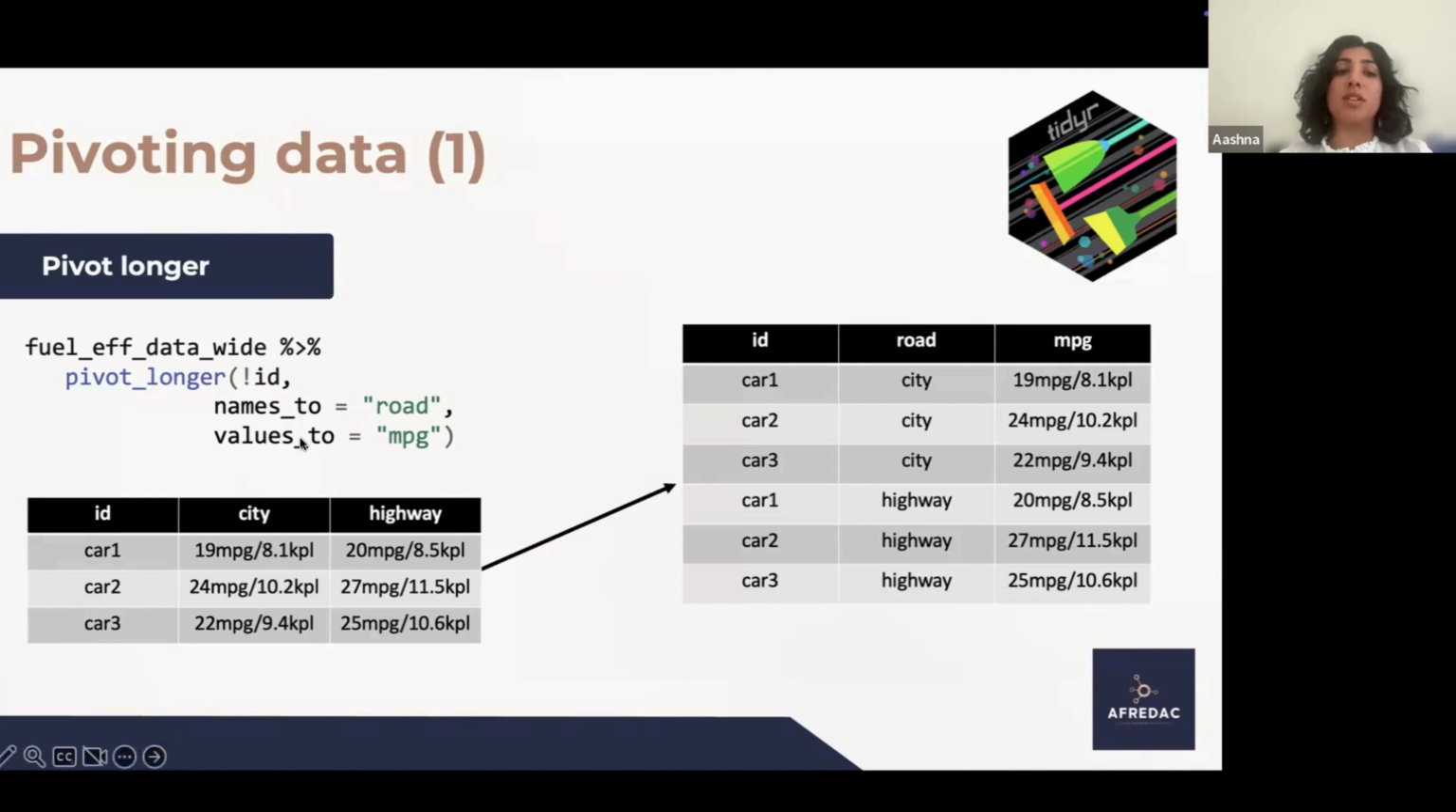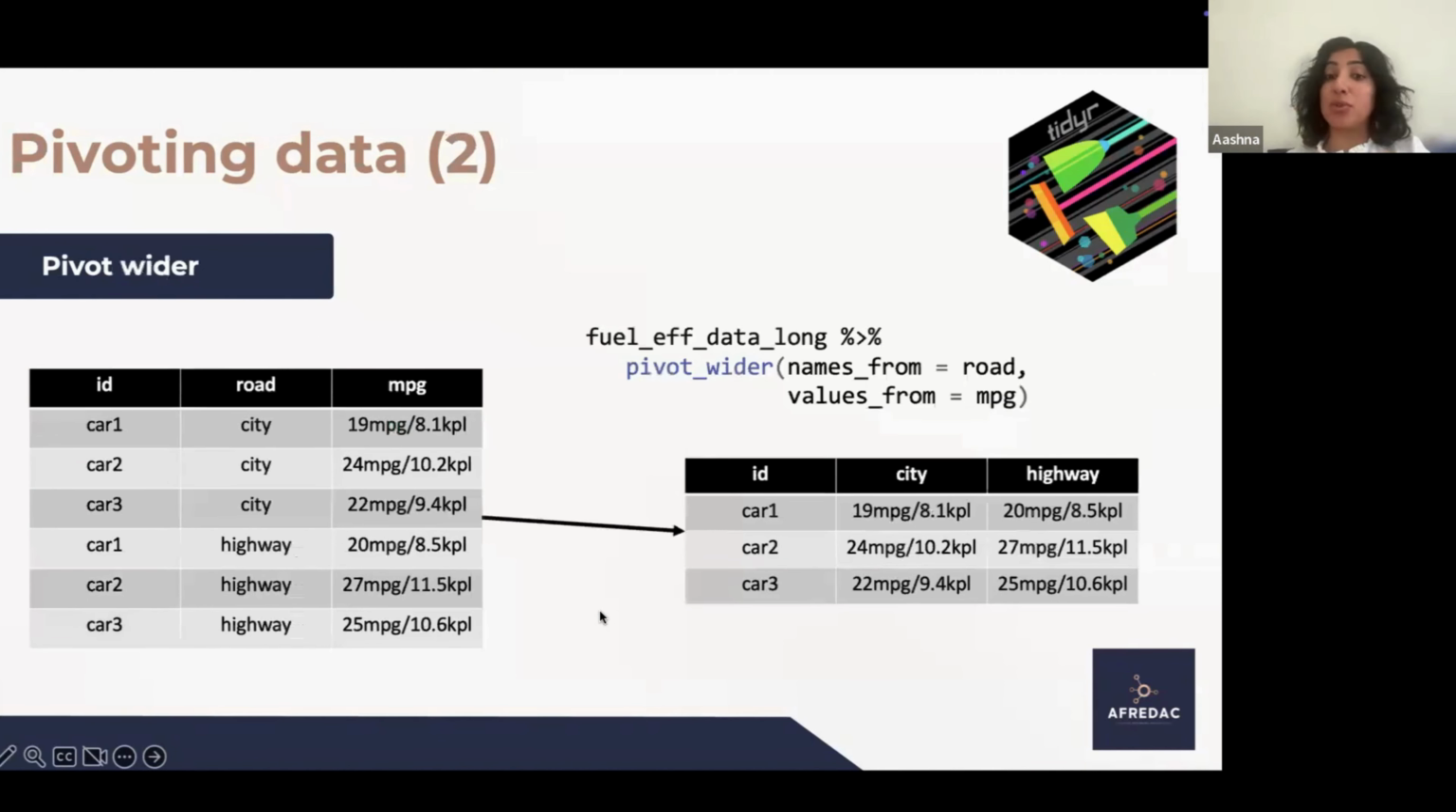We're pulling the values. So the values basically take all of the values in this data set except for ID, because I've specified !ID. So don't consider ID. But all of these other values, so these 6 values in the data set, go under a column called MPG. And the names, the 2 names in this data set, so city and highway, again, not ID because I've specified I don't want to consider ID, it'll put that in a column called road over here. And then with that action, you've kind of expanded your data set lengthwise.